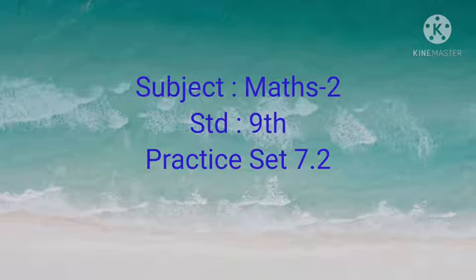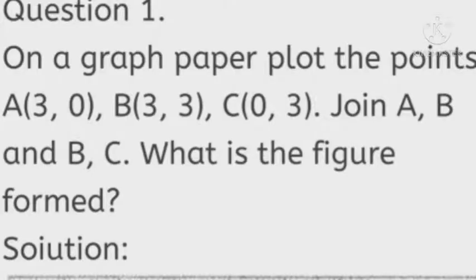Today we are going to start practice set 7.2. Practice set 7.2 question number 1. Plot the points A(3,0), B(3,3), C(0,3) on graph paper. We have to plot these points on the graph paper. How to plot a point on graph paper in a coordinate system, we discussed in the previous lecture, that is in practice set 7.1. We have to plot these 3 points A, B, C on a graph paper.